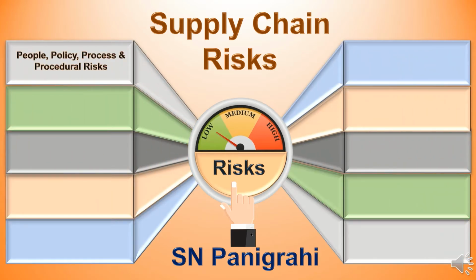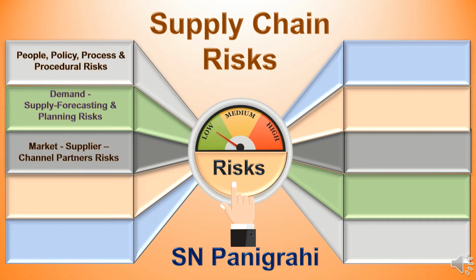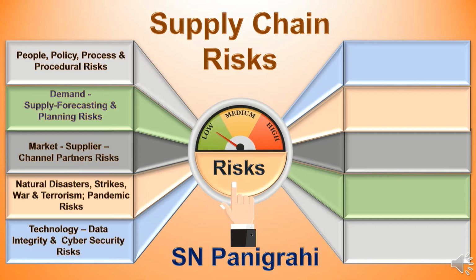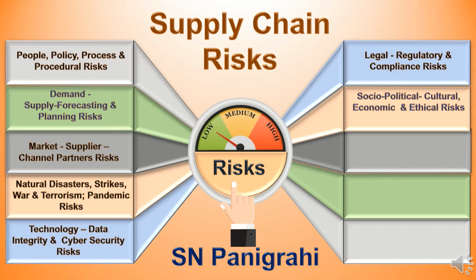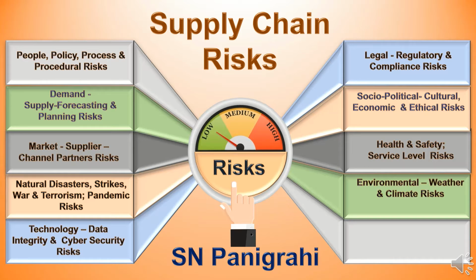Some of the risks which may emerge in supply chain and business are charted below. People, policy, process and procedural related risks. Demand, supply forecasting and planning risks. Market, supplier, channel partners risks. Natural disasters, strikes, war and terrorism, pandemic risks. Technology, data integrity and cyber security risks. Legal, regulatory and compliance risks. Socio-political, cultural, economic and ethical risks. Health and safety, service level risks. Environmental, weather and climate risks. Performance risks, scope, schedule, quality, delivery and financial risks. Likewise, many supply chain risks may occur which may disrupt the supply.